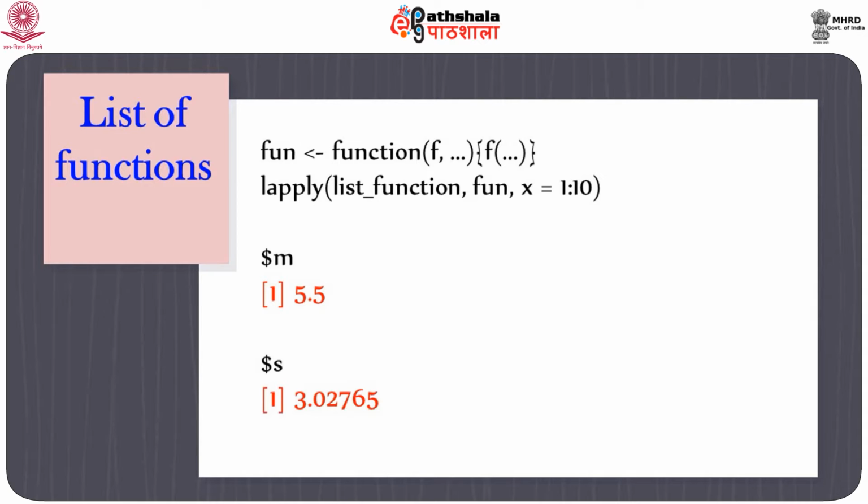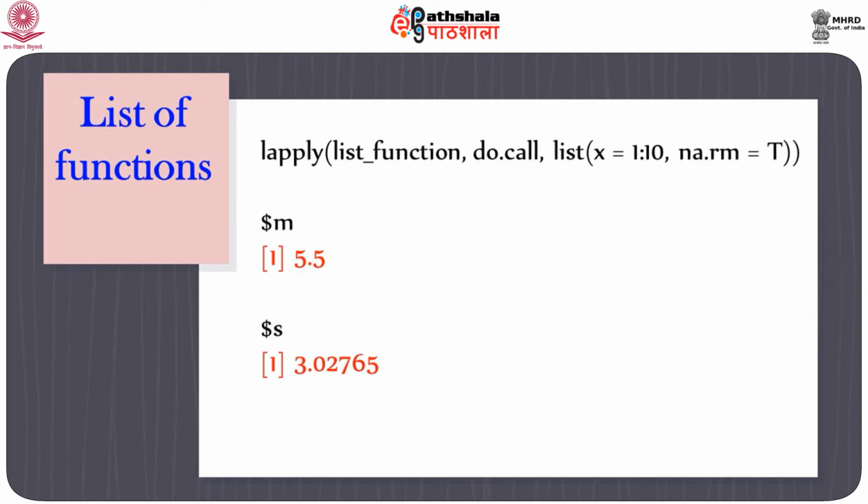Using the lapply function, we are having access to both the functions enlisted within the list, naming the list underscore function. Here, if we use the do.call function within the lapply function, then also we will come up with the same result. The only difference is that the arguments to functions within the list must be enclosed in a list too. Like here, the list underscore function follows this.